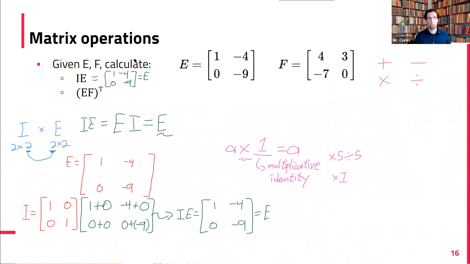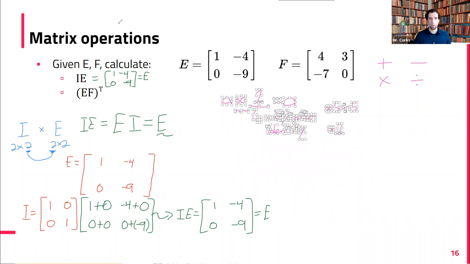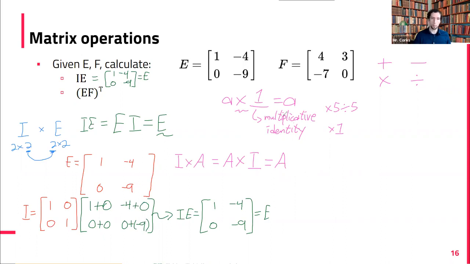For matrix multiplication, the identity is the identity matrix. So whatever matrix A times I, the identity matrix where the size matches up to be able to do it, that is equal to A. And that's also equal to matrix I times A. We can flip the order, just adjust the size perhaps, and we'll still get matrix A out.